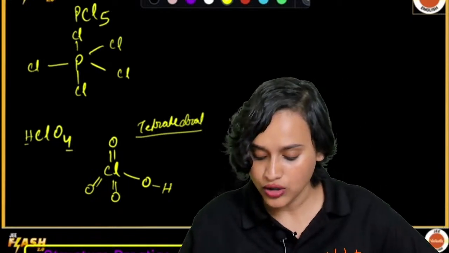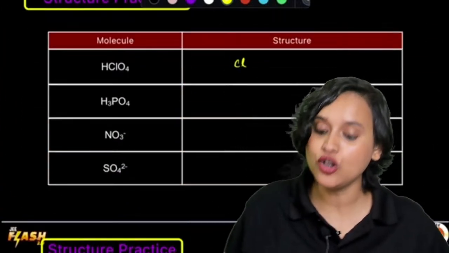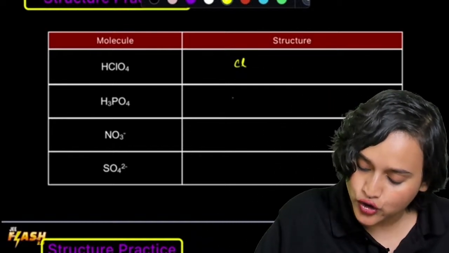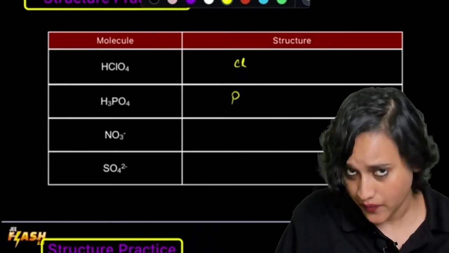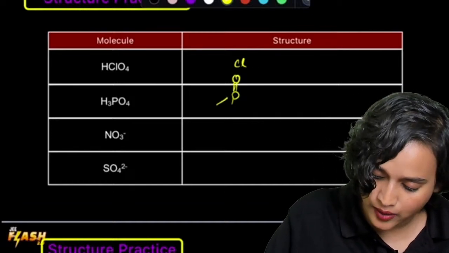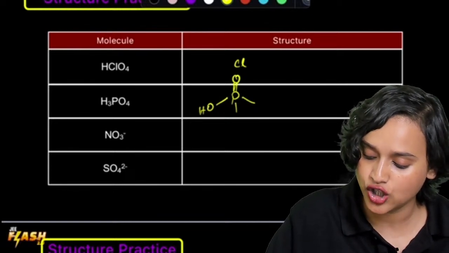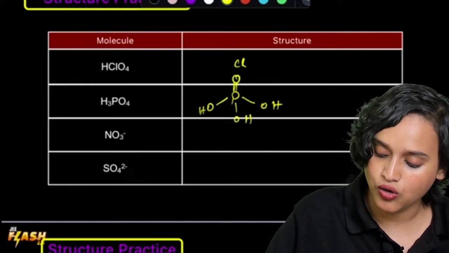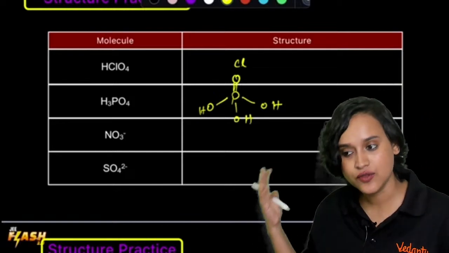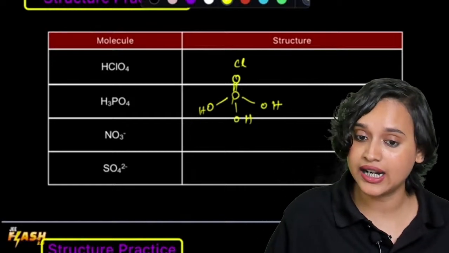Now, what do we have? We have H3PO4. So we will draw P here. Double bond O here, and then OH, OH, OH. That's it. This will also be tetrahedral.